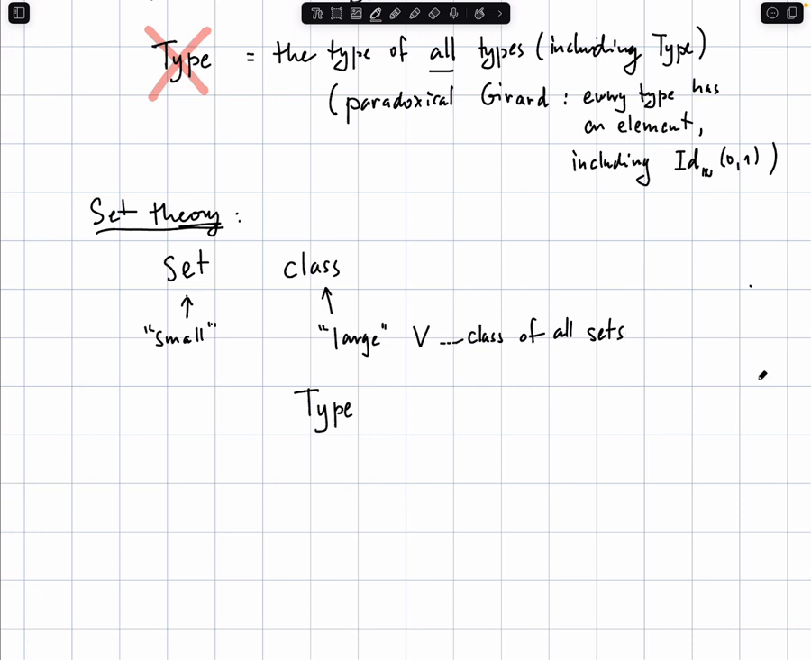Why is it called V? Is that a German thing? Okay, but von Neumann, but I mean, did he call it that? I thought it was the shape of the cumulative hierarchy. Okay, homework. Why is the class of all sets called V?